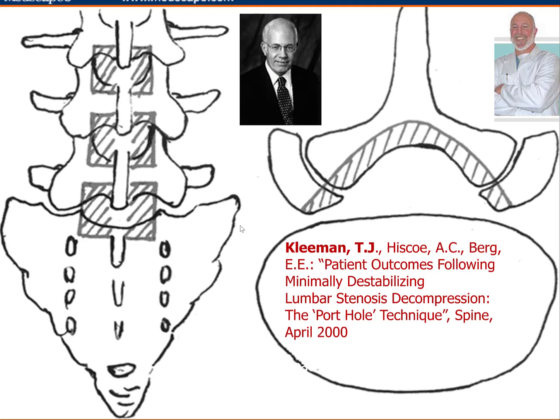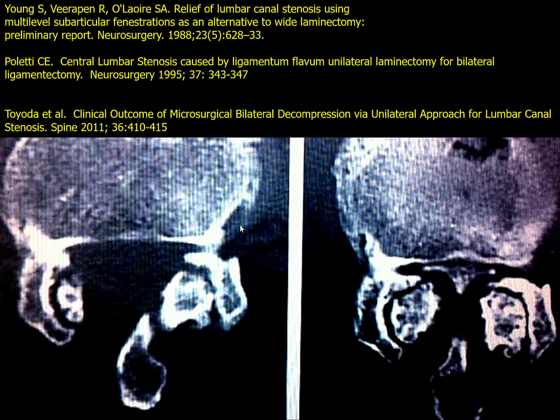He used to call it the porthole technique. We would open up the spine and just do laminar foraminotomy on both sides at the level of the facet and the discs, which is where the stenosis is. It was published by Kleeman in 2000. But before that, there had already been many articles in the neurosurgery literature about ULBD.